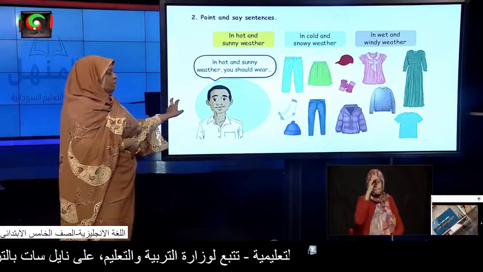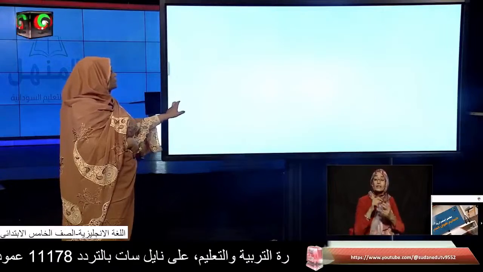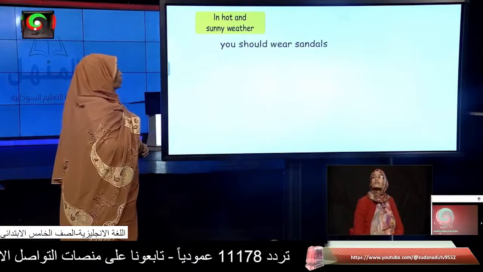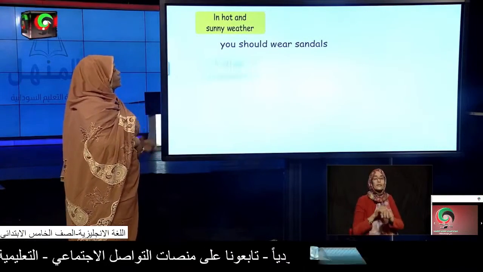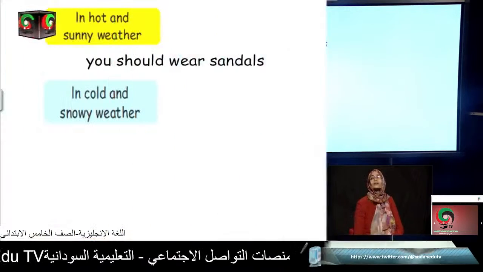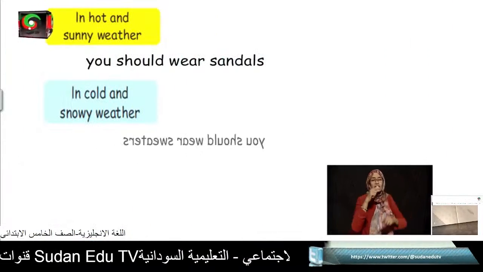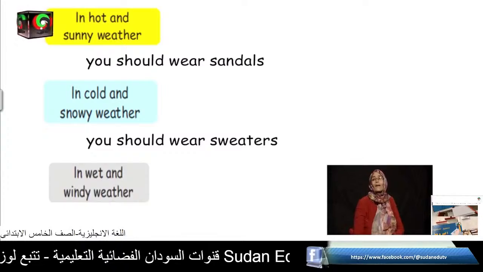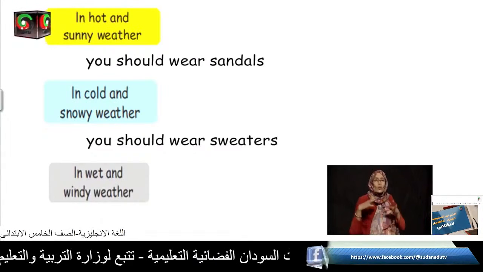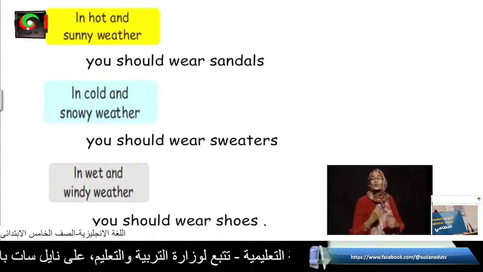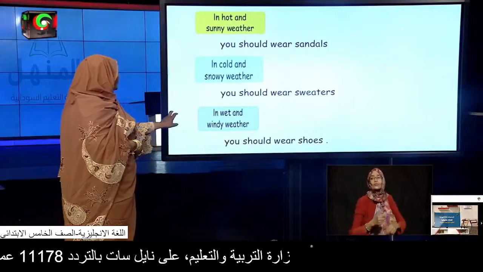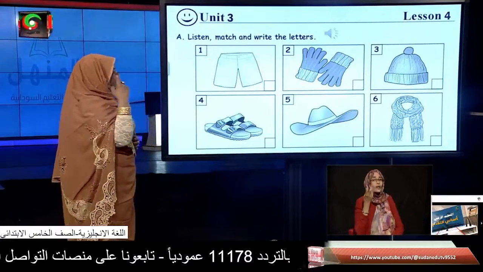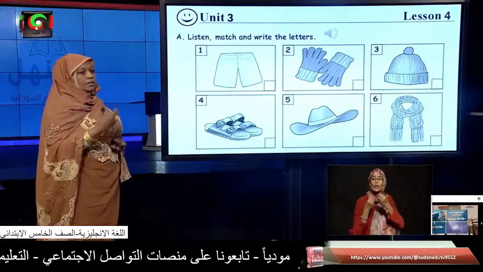So let's have some examples of your answers. In hot and sunny weather, you should wear sandals. Good. Your answer is right. In cold and snowy weather, you should wear sweaters. Nice. Well done. In wet and windy weather, you should wear shoes. Excellent. Well done. Let's move to this activity, which is the first activity in your activity books.